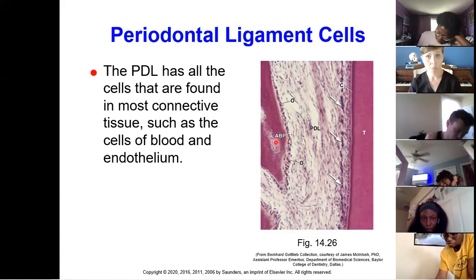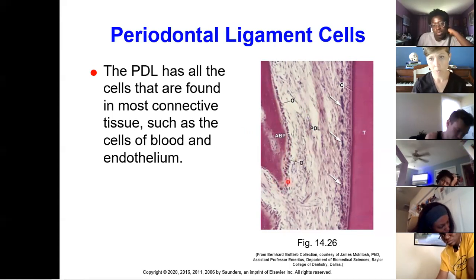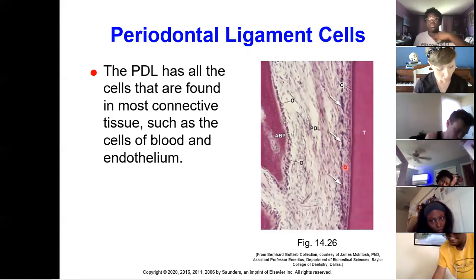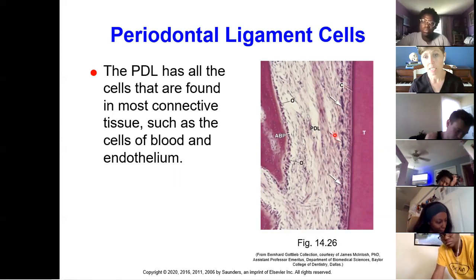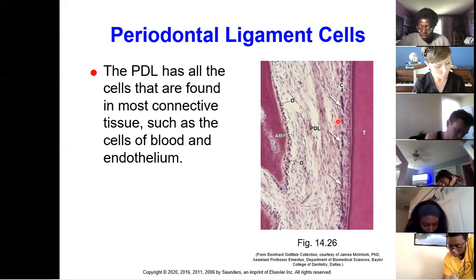Here's your alveolar bone proper. Let's see if I can find this picture. Oh, there it is. Here's your osteoblasts, okay? Because this is the forming bone. And these are your cementoblasts here. Here's your periodontal ligaments. These arrows are pointing to the rests of Malassez within the periodontal ligament. That's what these are.